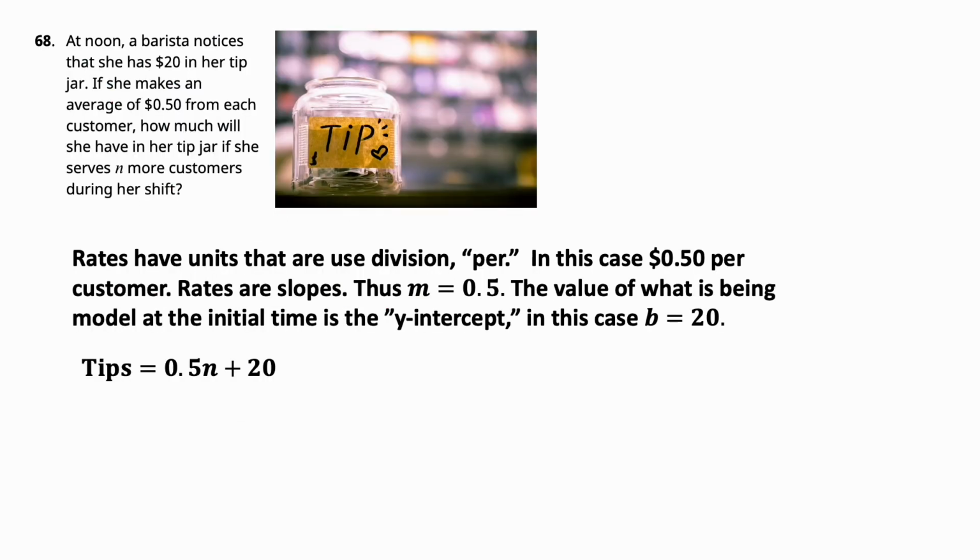All right, the last one here. At noon, a barista notices that she has $20 in her tip jar. Again, this is our starting spot, the y-intercept, if you want to think of it that way, whatever variables you're using. And then, this is $0.50 from each customer. This is a fancy way of just saying per, right? 50 cents, or half a dollar, per customer. So this is the slope.